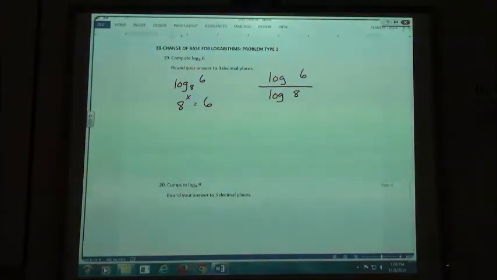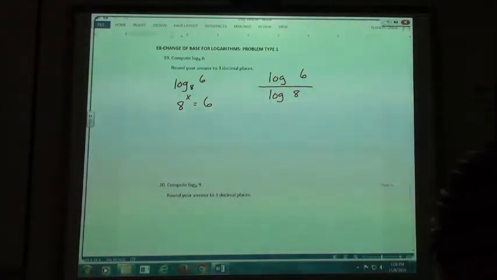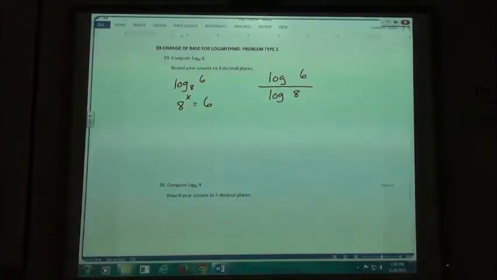And then we're going to use our calculators. Calculators use base 10 logarithms. If there's not a base written there, it's assumed to be base 10 because our number system is base 10. So we're going to change them into base 10 logarithms, and we just end up dividing. So we're going to grab our calculator and put in the log of 6 divided by the log of 8. It says round your answer to 3 decimal places, which really means 3 places after the decimal.